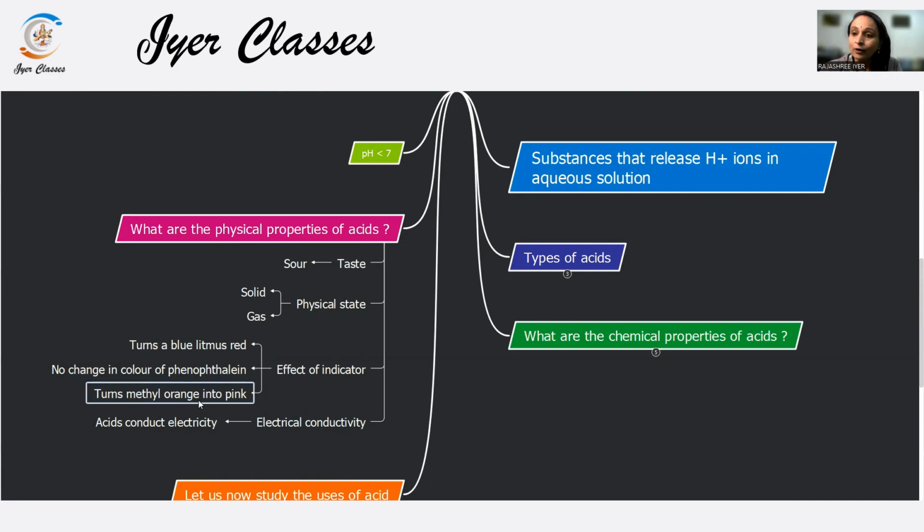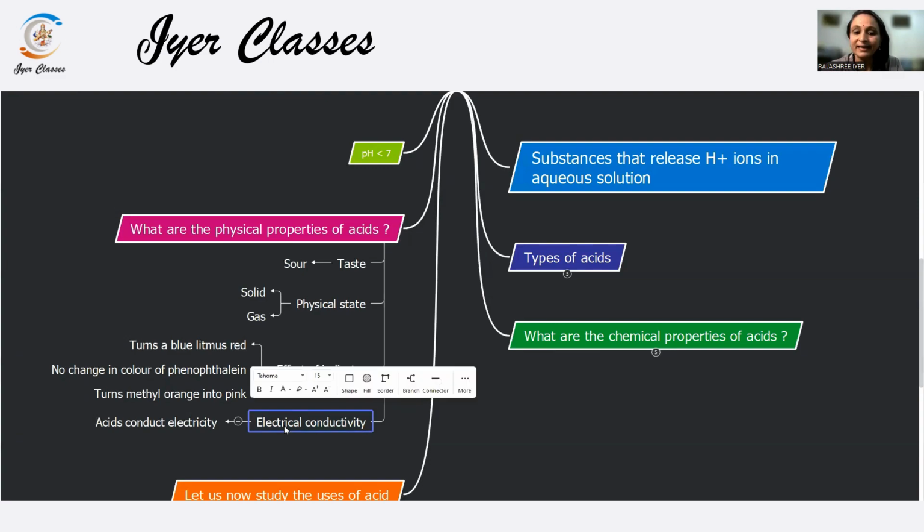Then, if the methyl orange solution, which is orange in color, turns pink, or maybe a darkish reddish pink, then it is an acid. Now, talking about electrical conductivity, acids conduct electricity. Why do they conduct electricity? Because the moment they are put into water, they split into the positive ions of hydrogen and the negative ion of whatever anion they contain. That makes acids good conductors of electricity.